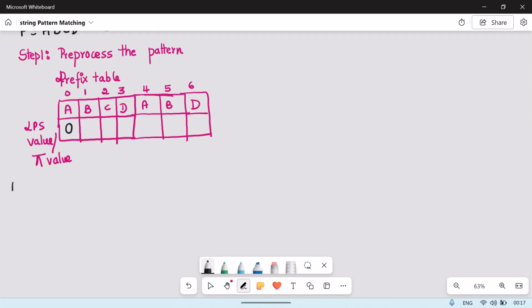Then you take that first character and the second character. Next time you take first character, second and third. Then you take 1, 2, 3, and 4. Then 1, 2, 3, 4, and 5, like this. So you go on adding one character each. Once you take these characters, you have to check whether the longest prefix is equal to the longest suffix, and how many suffixes and prefixes are matching. Based on that, you will get this LPS value.